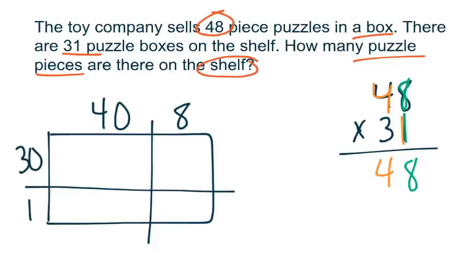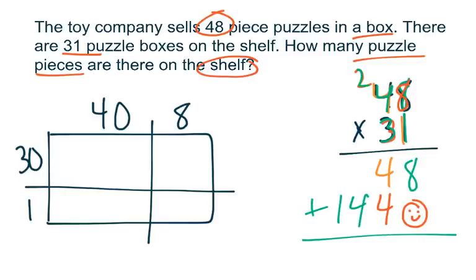Then I'm going to start in my tens place. I have to have my placeholder first. 3 times 8 is 24. Carry my 2. And then 3 times 4 is 12, plus 2 more gives me 14. So I'm going to add those two pieces together. And I get a product of 1,488.